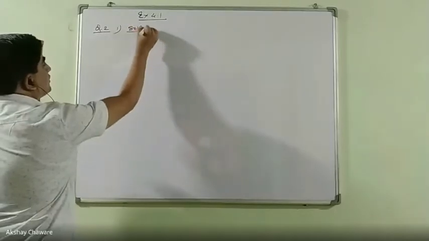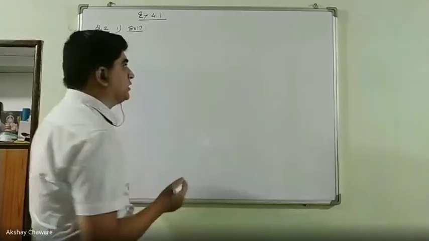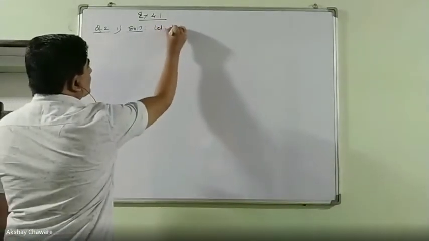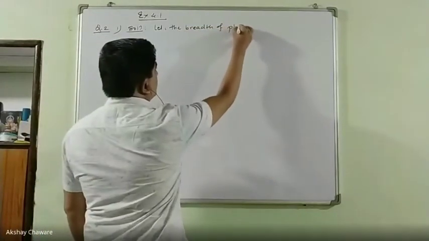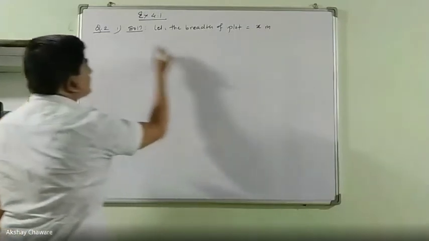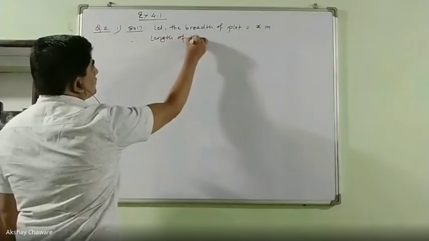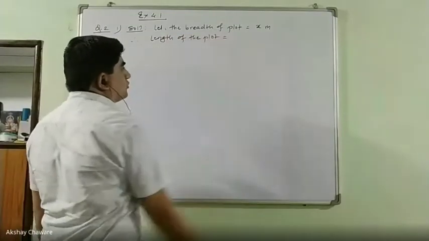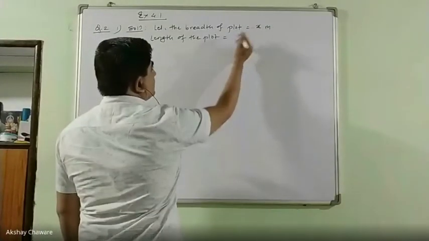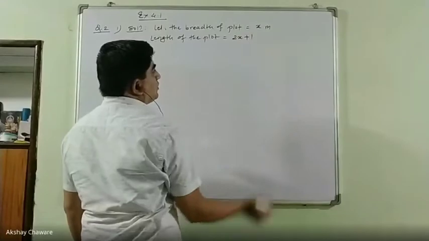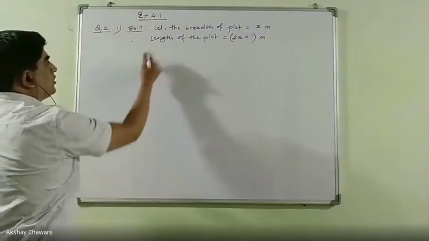Solution. We will consider one variable for the breadth, because length is expressed in terms of breadth. So let the breadth of the plot be x meters, and therefore, according to the condition, the length of the plot is one more than twice its breadth. Twice its breadth is 2x, and one more means we add 1. So 2x plus 1 meters will be the length of the plot.